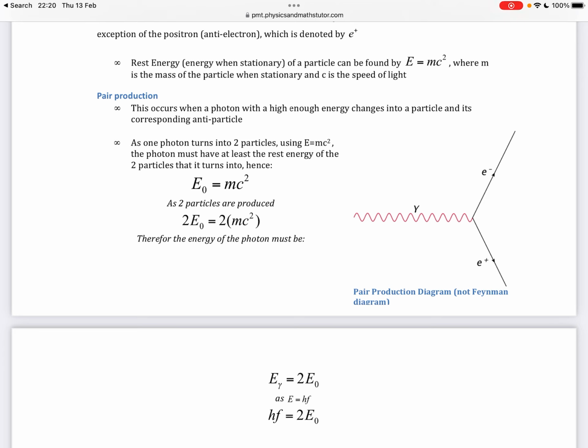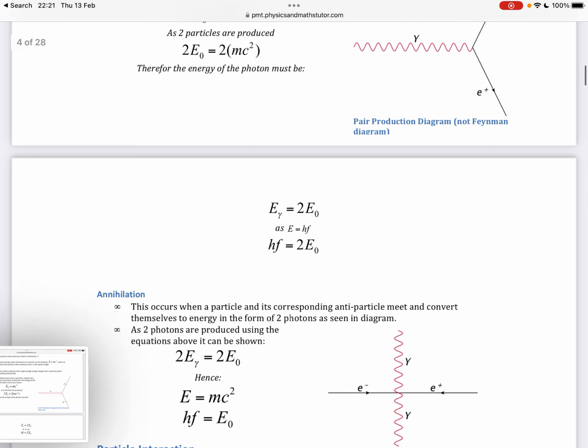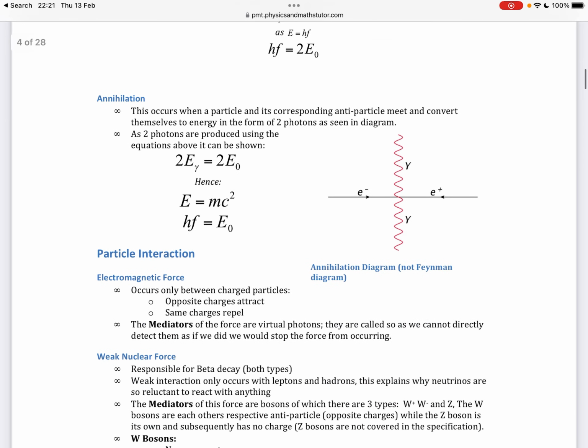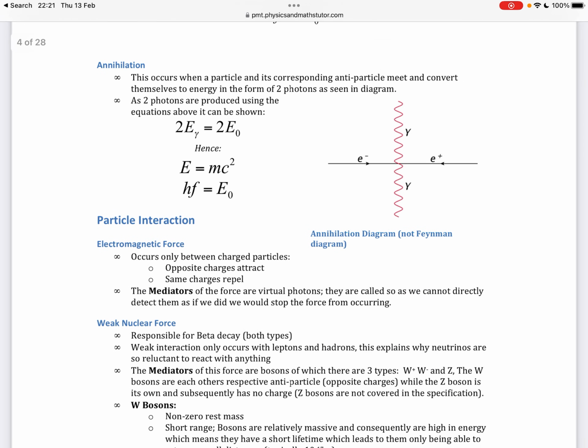Hence, E0 is equal to mc squared. As two particles are produced, 2E0 is equal to 2mc squared. Therefore, the energy of the photon must be E gamma equal to 2E0, and as E is equal to hf, hf is equal to 2E0. Now we go to the annihilation, before we go to the particle interaction.